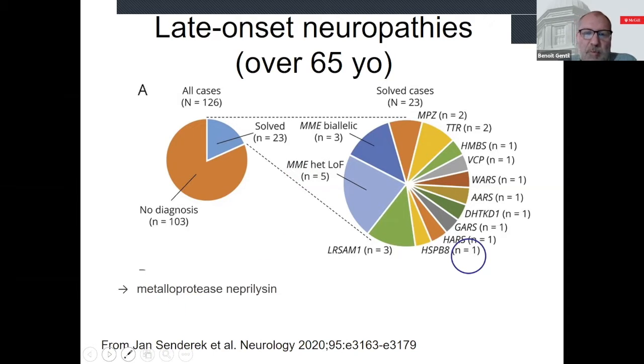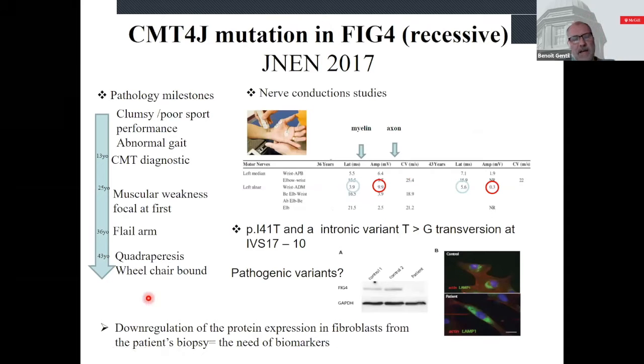So a very different profile if you're looking at late onset neuropathy. And here I will share with you a story we had with Dr. Massy on a rare case of Charcot-Marie-Tooth. So we had a mutation in FIG4, and I was telling you that sometimes you have in your cohort only one patient, and now what do you do with this patient?